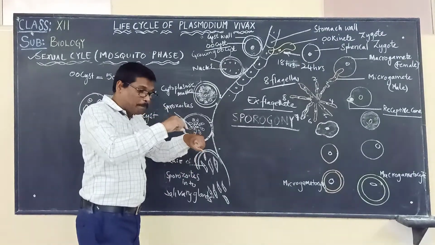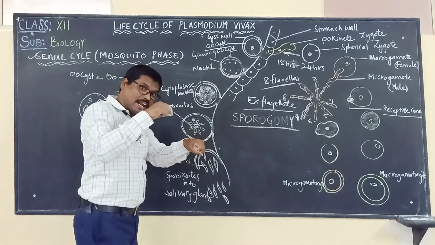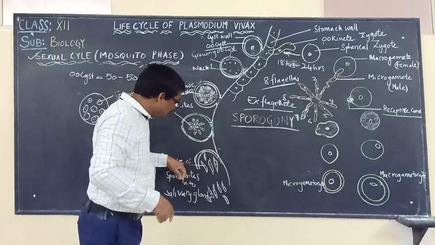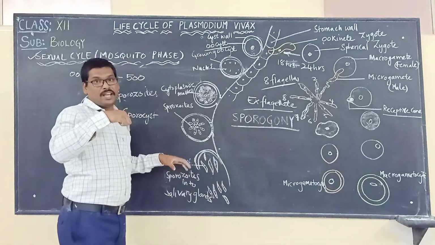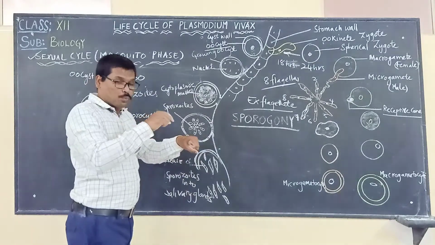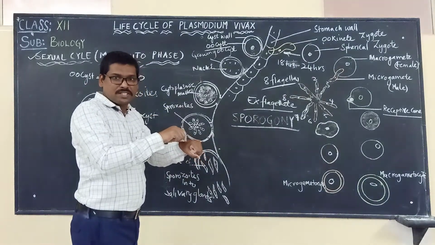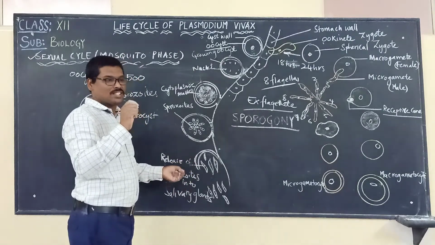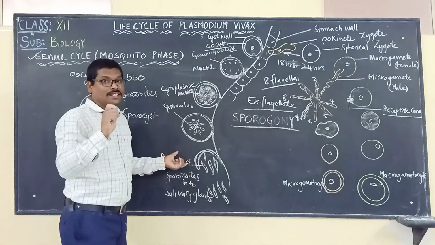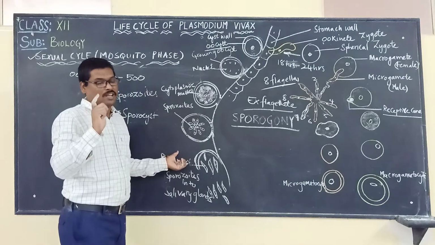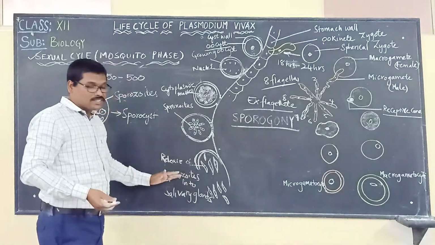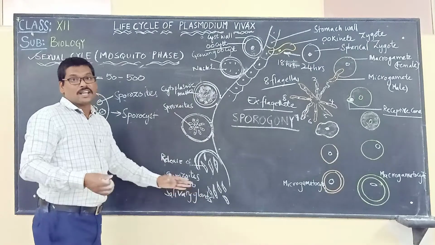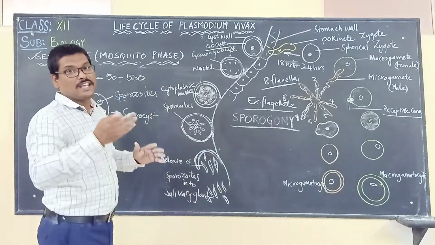As the mosquito bites us, along with its saliva it injects these sporozoids into our body. And please remember, as we already studied, with one bite of this female Anopheles mosquito, it can release 2000 sporozoids into the blood of a healthy person. So this is how the sporozoids enter the salivary glands and are ready to infect a healthy person.